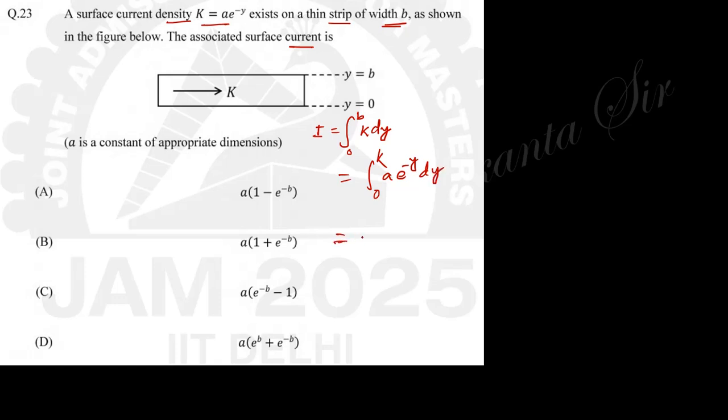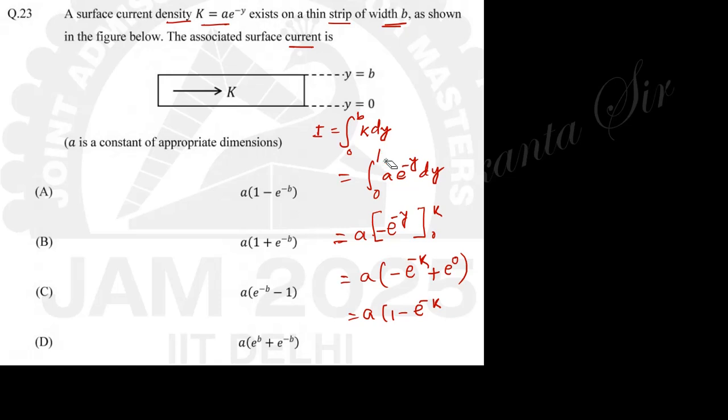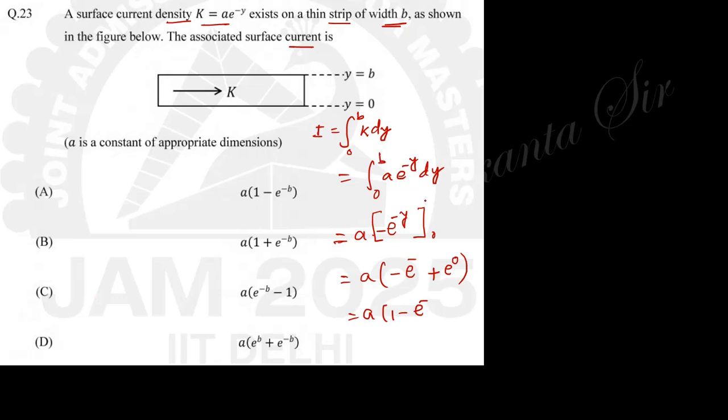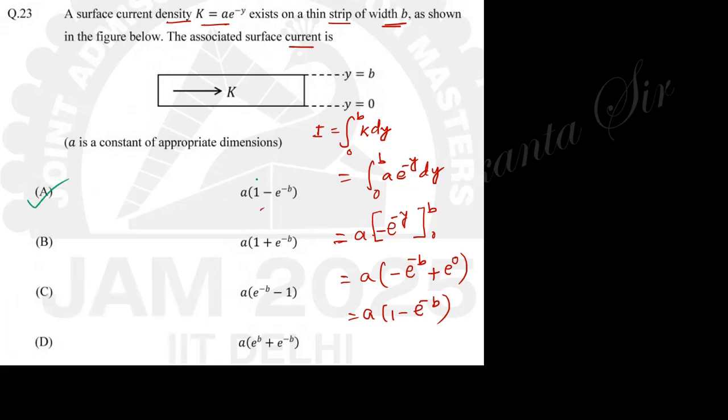So this is minus a e to the power minus y, evaluated from 0 to b. So this is a times minus e to the power minus b minus e to the power 0. E to the power 0 is 1. So this is a times 1 minus e to the power minus b. Sorry, the integration limit is b, not k. So this gives you b. So option A is the correct answer of this question.